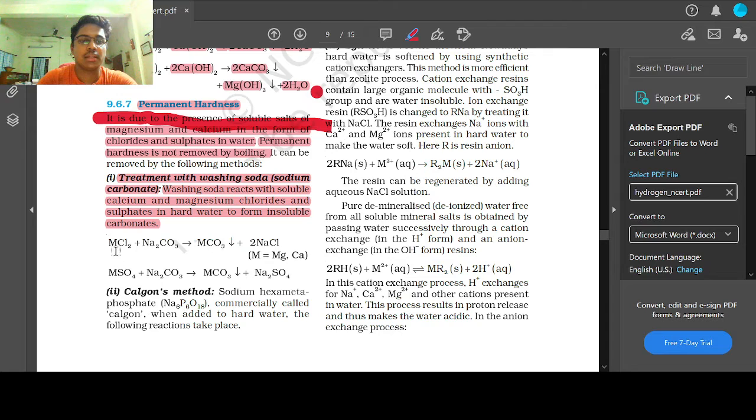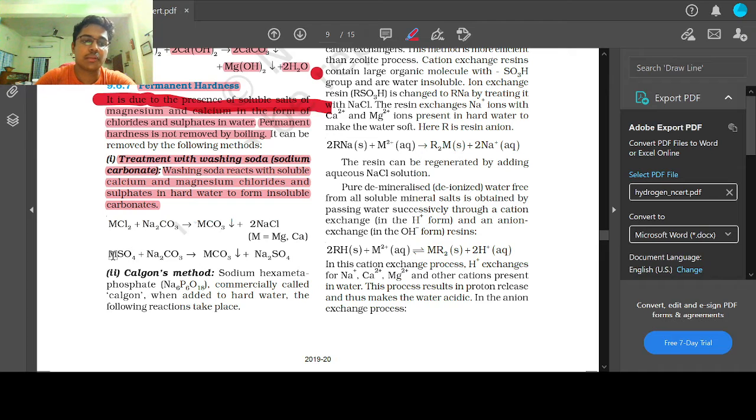Washing soda reacts with soluble calcium and magnesium chlorides and sulfates to form carbonates which are insoluble in nature, and other salts. Washing soda reacts with calcium or magnesium chloride, forms calcium and magnesium carbonate which is insoluble and can be filtered off, and forms NaCl. When it reacts with calcium and magnesium sulfates, washing soda Na2CO3 forms calcium or magnesium carbonate and sodium sulfate. So the first method is treatment with washing soda, sodium carbonate.